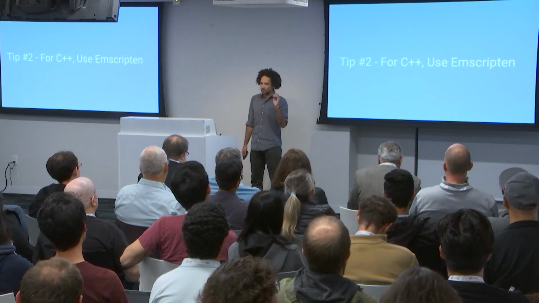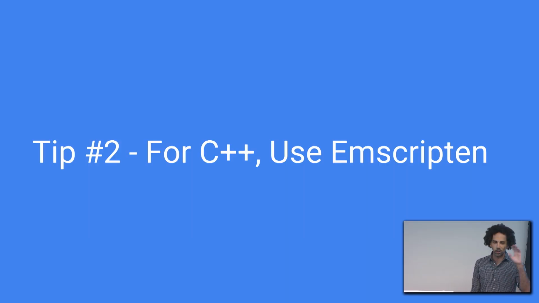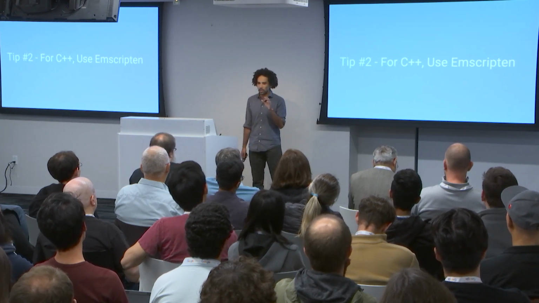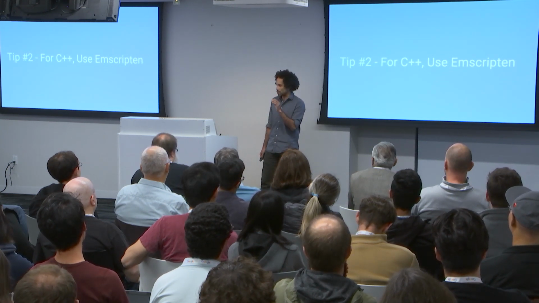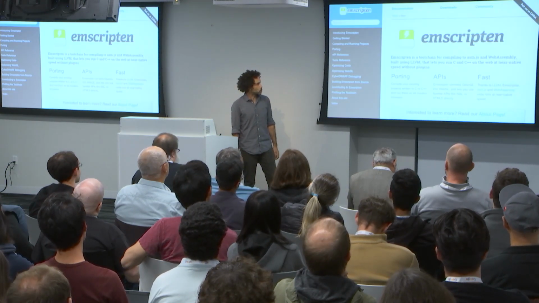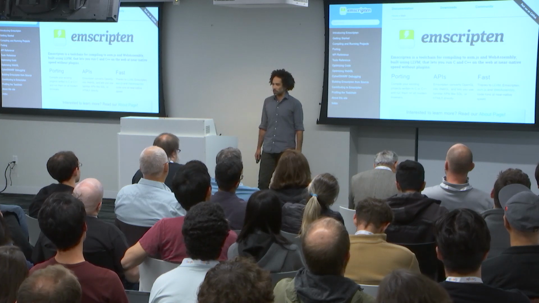Now, Thomas talked a little bit about this. There's lots of other compilers for WebAssembly. One of the big benefits of WebAssembly is that you can use many different languages. The next talk, we'll talk a little bit about using Rust. But for C++, emscripten is definitely the way you want to go. Use emscripten for that.